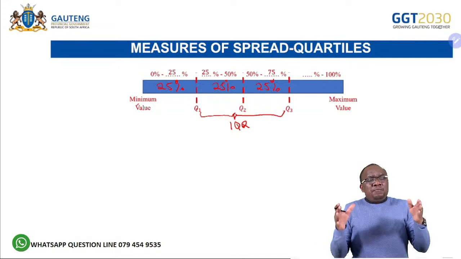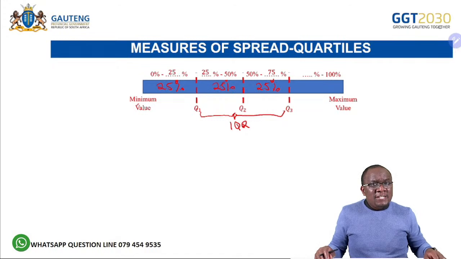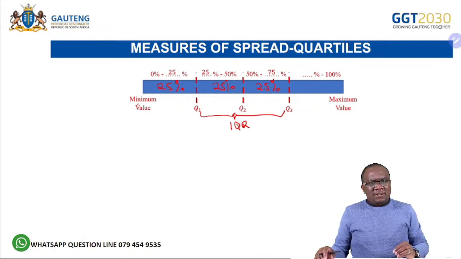Okay, so it means the interquartile range represents how many percent of the data set? The interquartile range represents 50% of the data set. Okay, don't forget that. That is very, very important.